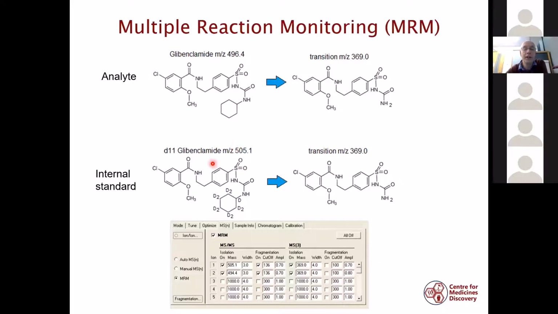This is our internal standard, and this is deuterated glibenclamide. So it has a deuterated hydrogen here, and so it is 11 Daltons more massive. When we fragment it, we lose this group and we end up with the same species. Okay, so the species that we are measuring, the fragment, is the same mass, but the parent ions are different. So we can quantify these two species separately.